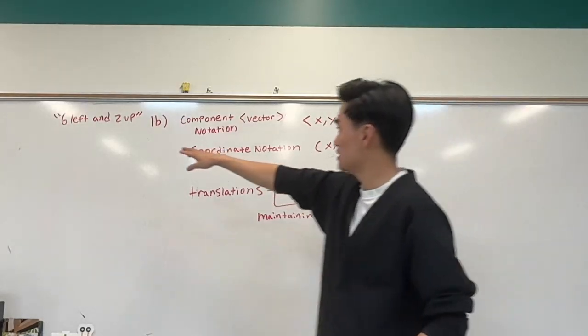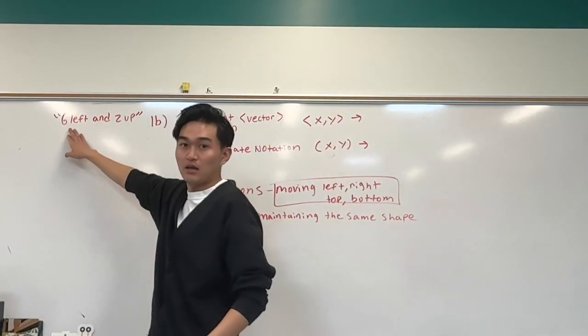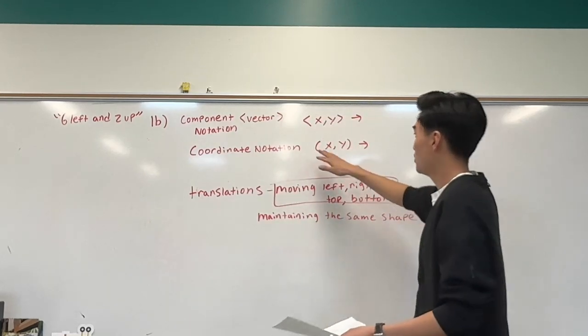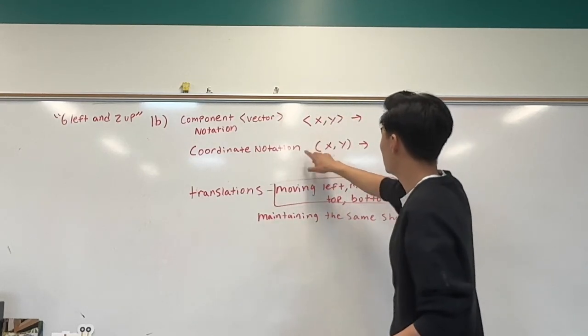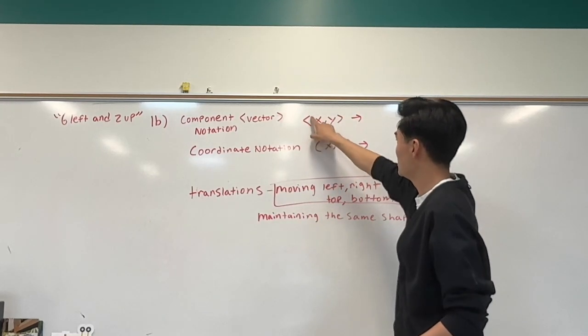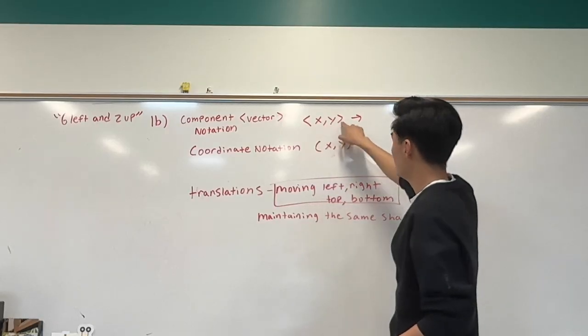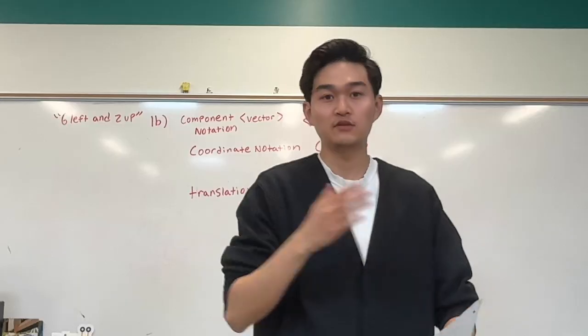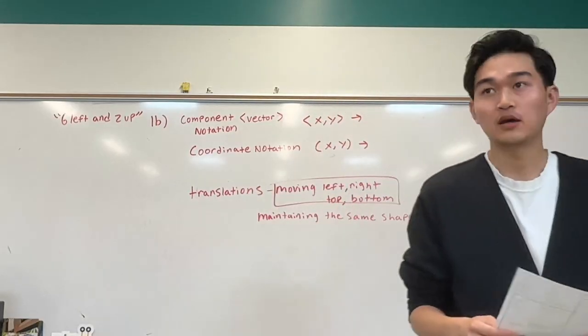So as we can see from this, it's 6 to the left and 2 up, okay? And this wants me to write it in vector notation. That's what these look like, a less than and a greater than sign. Those are vectors. And a vector just means you're traveling in a specific direction, okay?